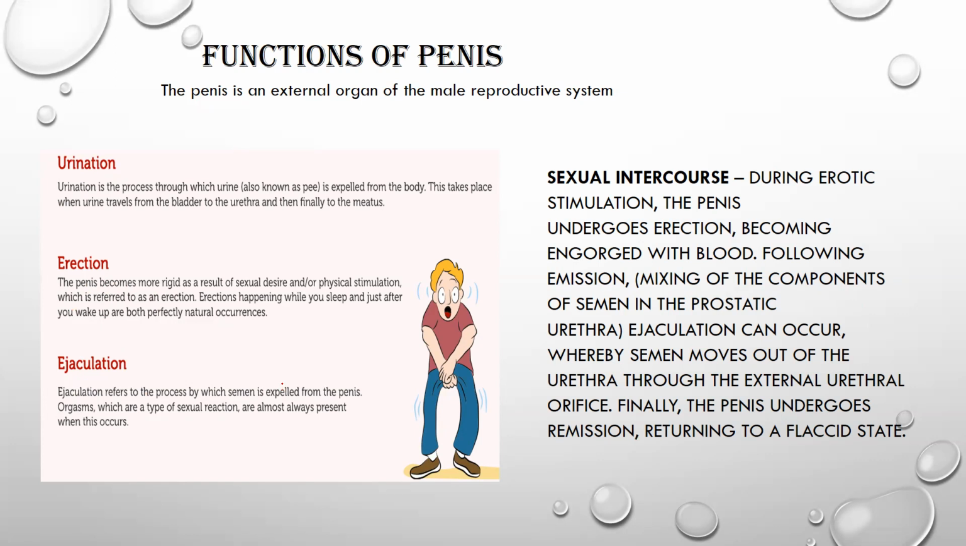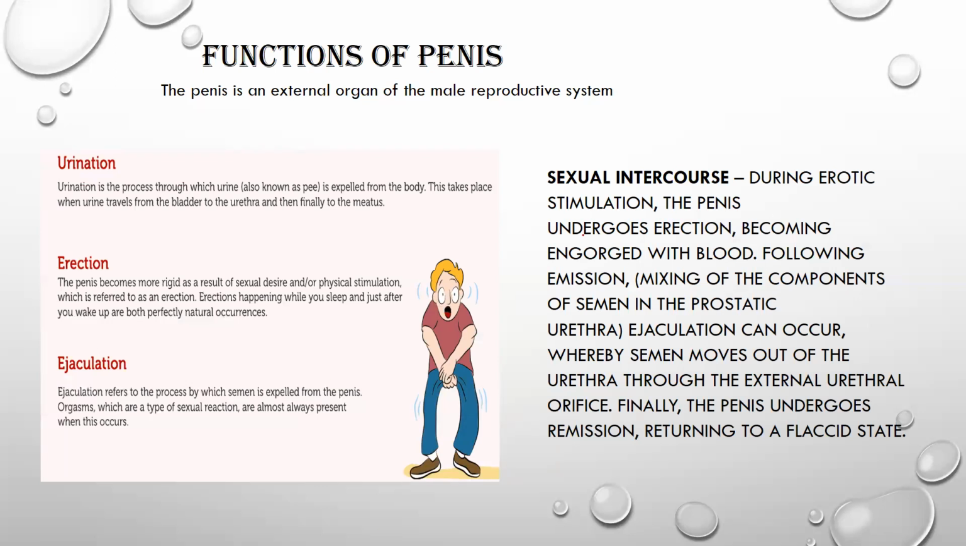It will become rigid whenever the patient has the desire for sexual functioning. That desire will be there, so the erection will happen. And after this erection, when they hit orgasm, after hitting the orgasm, there will be release of the fluid, ejaculation, where the reproductive fluid will come outside. Semen will come externally. So these are the three important functions of the penile structure.